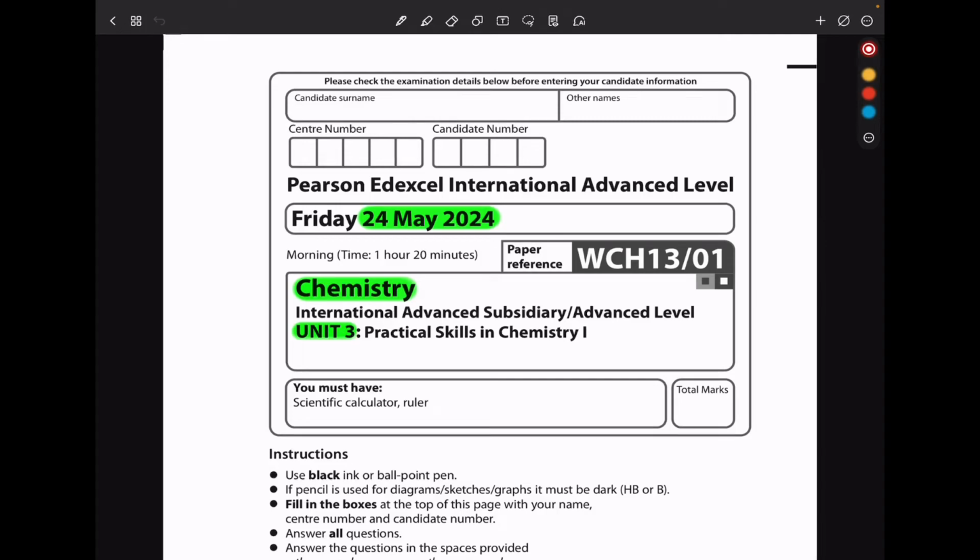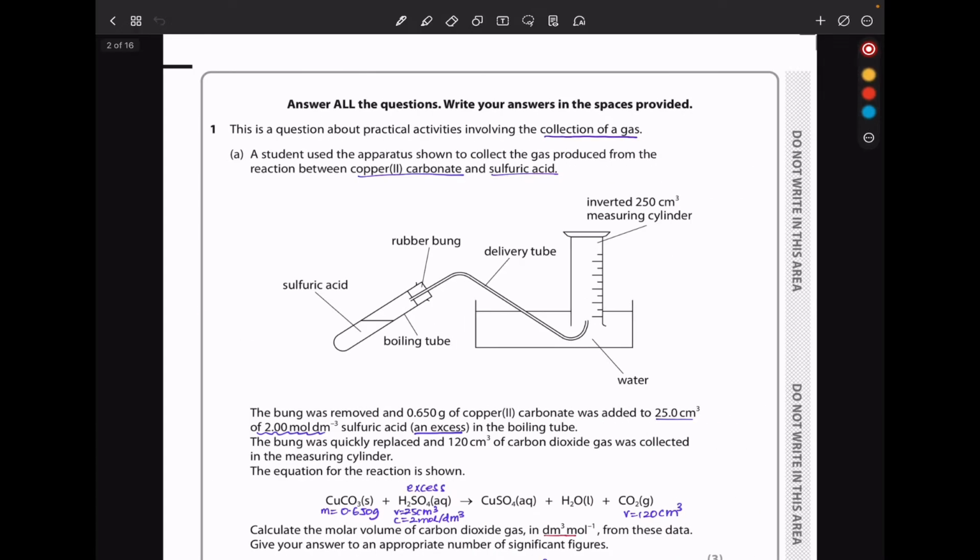Welcome to the Chemistry, Biology and Math Revision Hub. Today we're doing the Pearson Edexcel International A-Level Chemistry Unit 3 for May 2024. Let's begin with the first question.